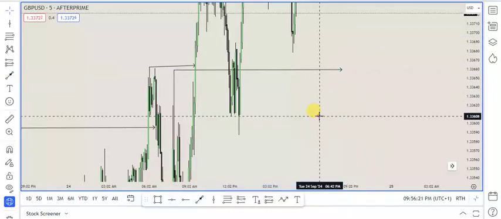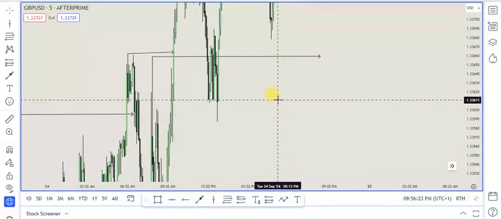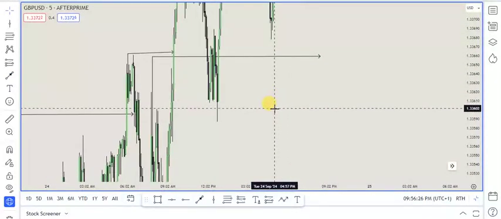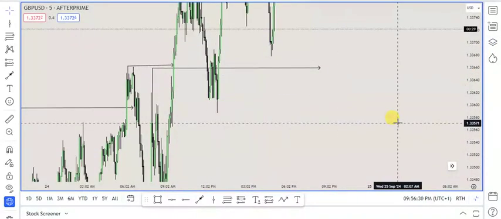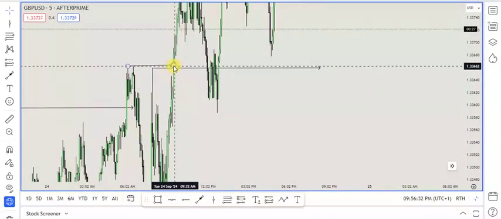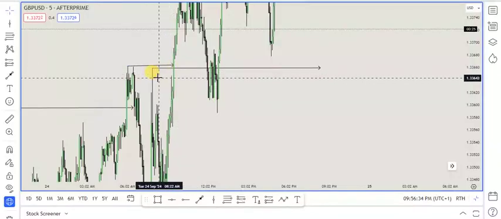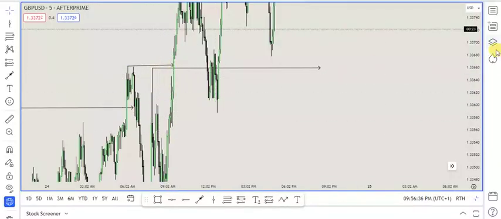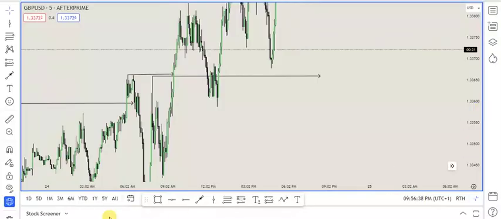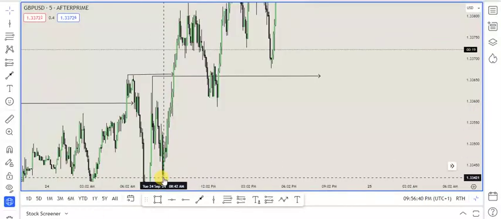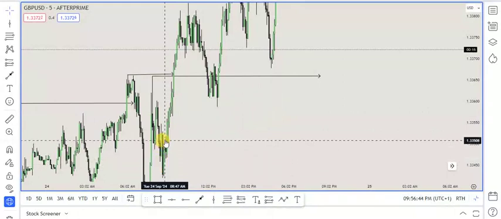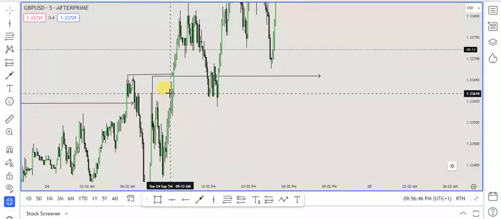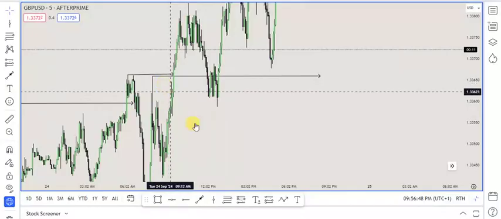Now, once you see that flag limit, what you'll be looking for is a fair value gap inside this whole flag limit. See where the flag limit ends? This is the low of the flag limit. So do you see any fair value gap inside here? The only fair value gap we're seeing is this one here.